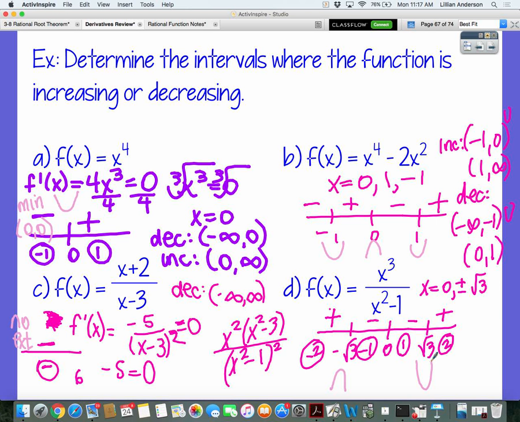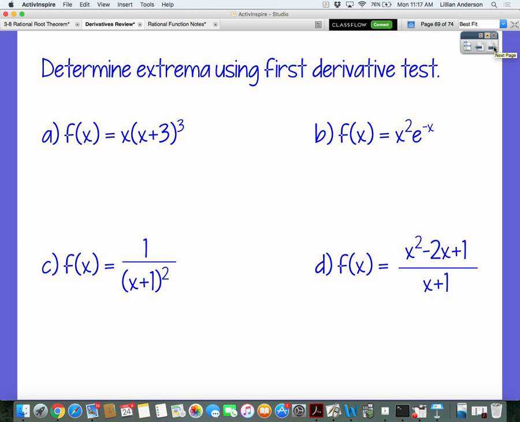So, first derivative, set it equal to 0. Do your number line, figure out if it's positive or negative. Once you figure out where it changed from positive to negative or negative to positive, plug that value in to get your extreme. Are there any questions? All right, I'm going to give you guys about 8-9 minutes to work on these, and I want you to determine the extrema, i.e., find the points, and are they maxes or are they mins?